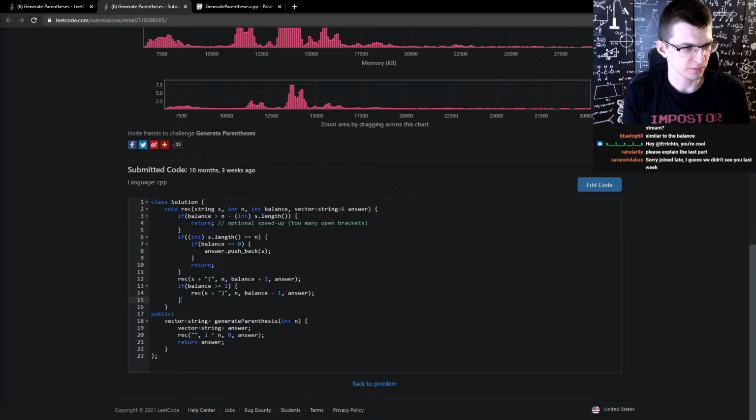Formal languages and automata theory. Yes, that was something that I encountered in university. I studied computer science a little bit.